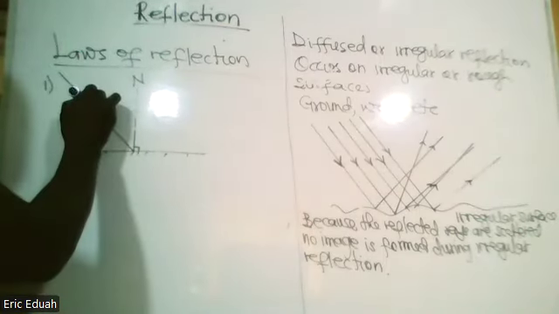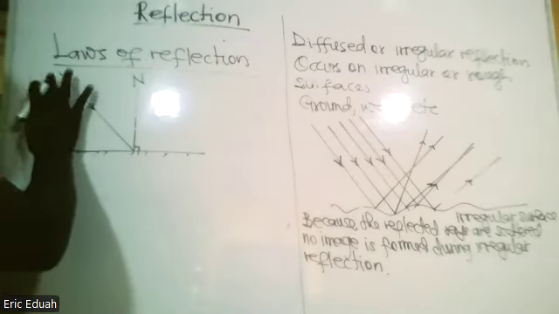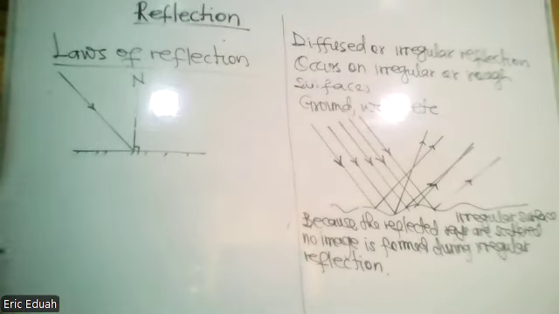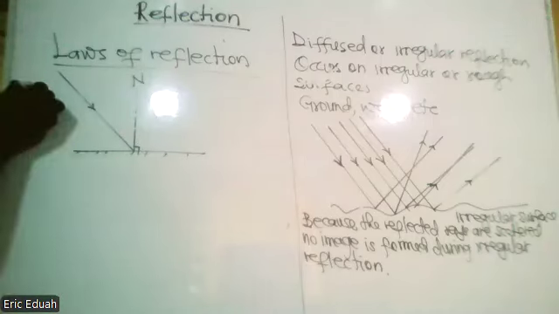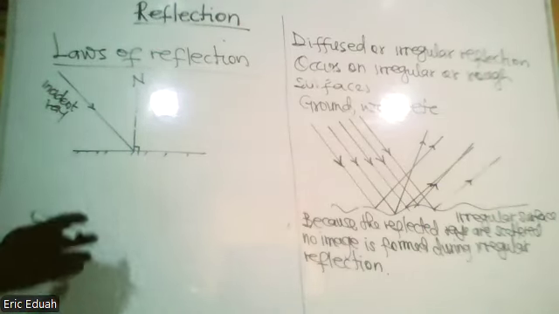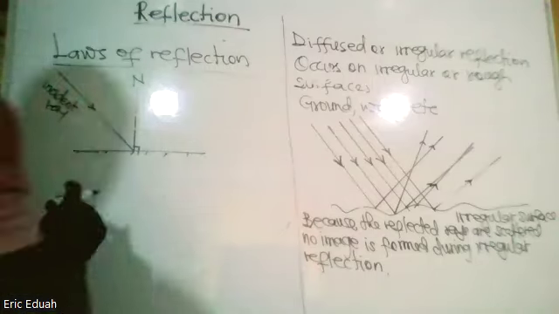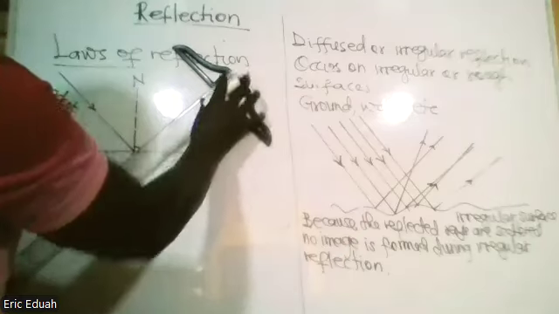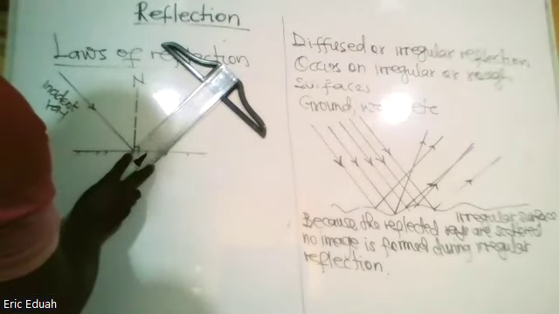Okay. So if you have your normal and light is incident at the point where the normal is, this is the incident ray. Rays must have an arrow at the middle. If you just draw a line without this arrow, it is not a ray. So if this is the incident ray, when a ray of light hits a surface, whether rough or smooth, it will reflect. There will be reflection.